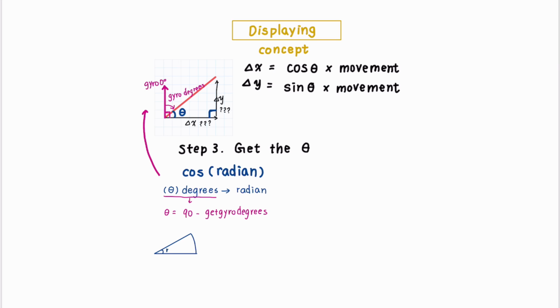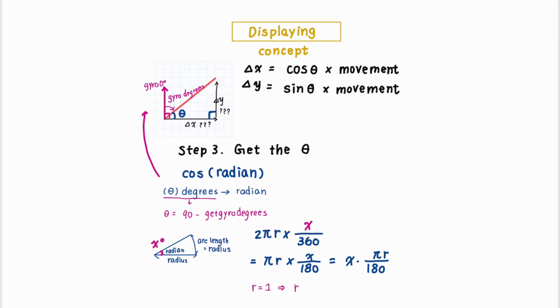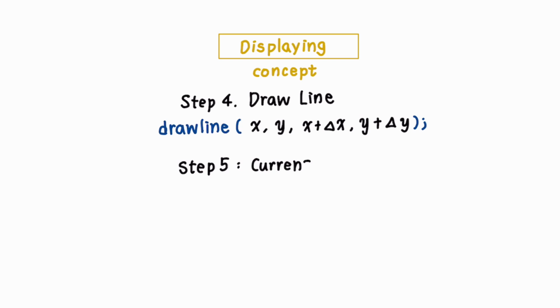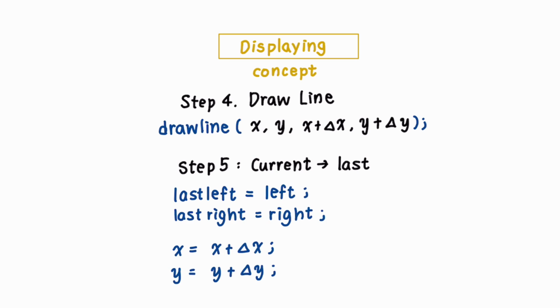So in radian, radius and the arc length are the same things. First, we set an x degree that is going to transfer into radian and set the radius as 1. So we basically just have to calculate the arc length and we'll get the equation, which is radian equals degrees times 3.14 divided by 180. Now we just have to draw out the line and also put the current values into the last value variables. Now let's get into coding.